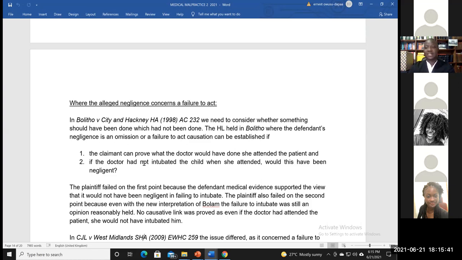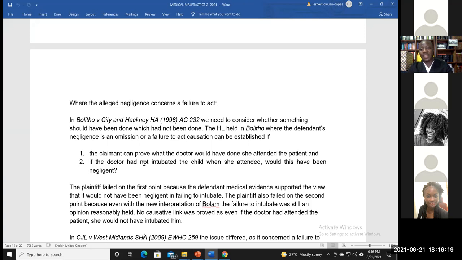All right. Thank you very much, Nana. So in Bolitho, as we have just heard, the causative link was missing. The causative link was missing because it was proved during the trial that even if the doctor had attended the patient, she would not have intubated him.